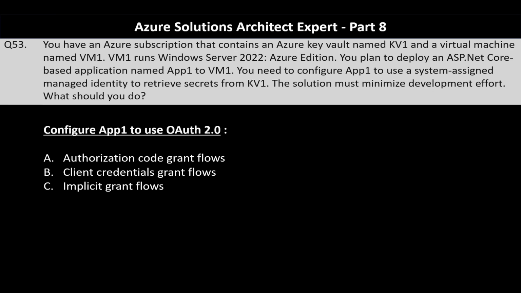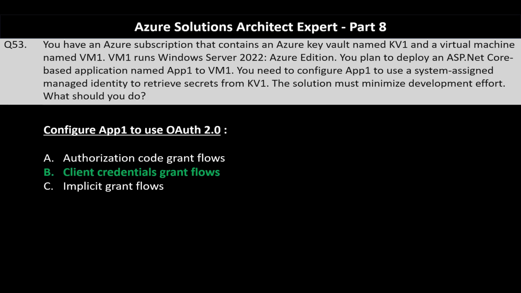What should you do? And the first part of the question talks about configuring App1 to use OAuth 2.0. Your options are authorization code grant flows, client credentials grant flows, and implicit grant flows. And friends, the correct answer is option B, client credentials grant flows. The client credentials flow is suitable for service-to-service communication, allowing App1 to authenticate and obtain a token to access the key vault.